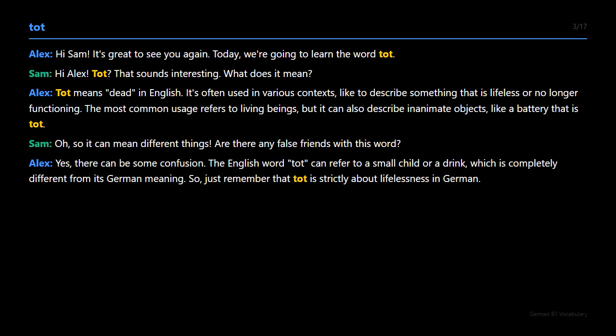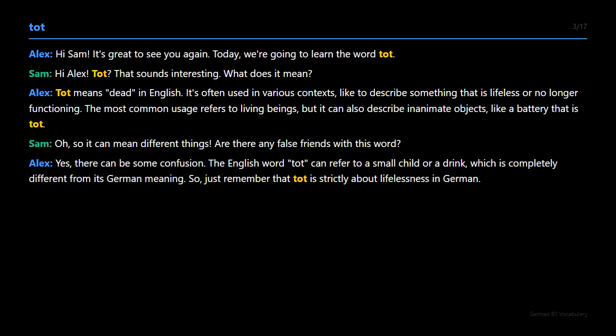means dead in English. It's often used in various contexts, like to describe something that is lifeless or no longer functioning. The most common usage refers to living beings, but it can also describe inanimate objects, like a battery that is Tod. Oh, so it can mean different things.